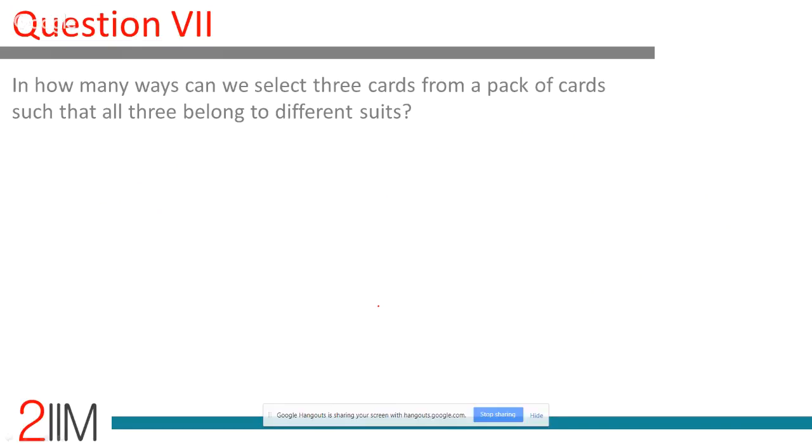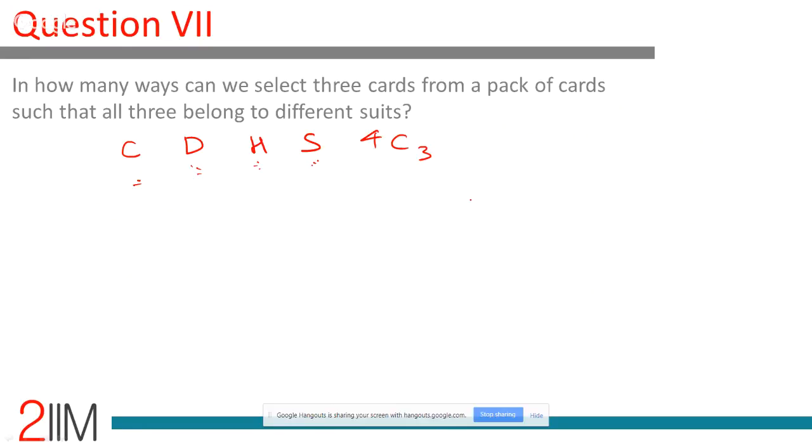All 3 should belong to different suits. The cards should be from 3 different suits. There are 4 suits: club, diamond, hearts, and spade. Out of these 4 suits, our card should belong to 3 suits. It could be CDH, CDS, CHS, DHS. Out of 4, we have to select some 3 suits.